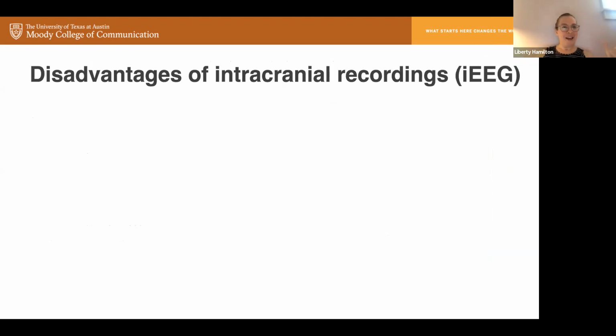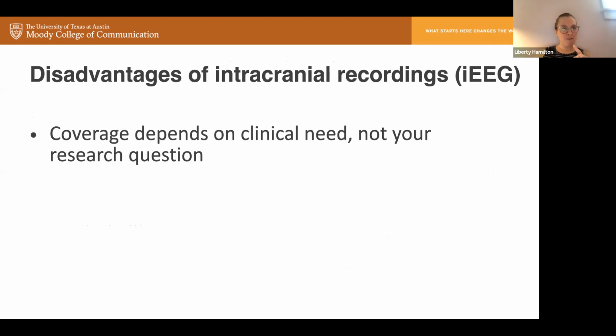Love it. But there are also disadvantages. As I said before, a lot of the coverage depends on clinical need and is not based on your research question necessarily. Unless maybe your research is about seizure onset zones, and then that's great because you probably would get great coverage of the areas that you need. But for me, when we're talking about recruiting patients to studies, we sort of work with what we get. And so they may have coverage over temporal lobe areas for language, they may not. And so then we can change the tasks that we do.